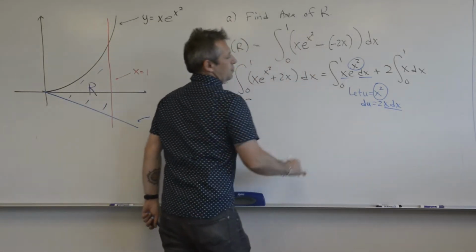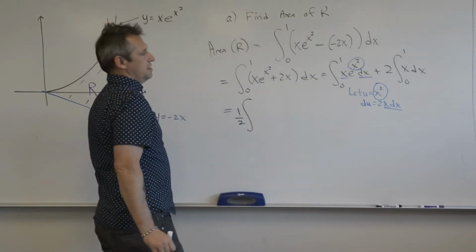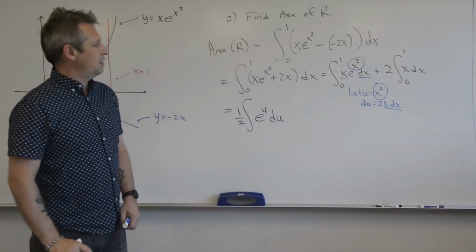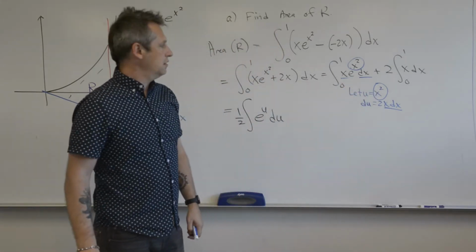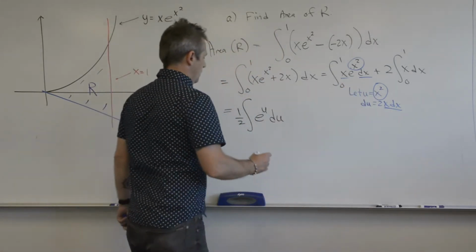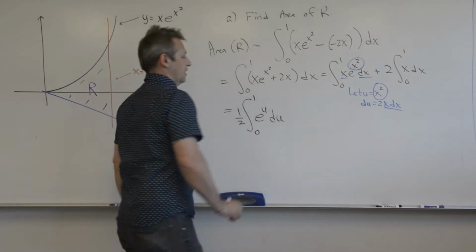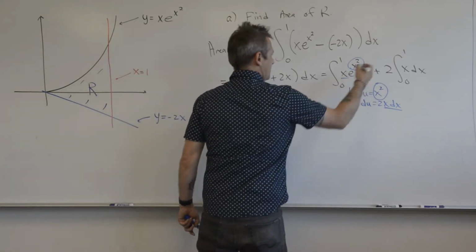Because x dx equals half of du, I'm going to have a 1/2 on the outside, e to the u du. For my limits of integration, I'm just plugging in 0 and 1 for x squared. When I plug in 0, I get 0, and when I plug in 1, I get 1. Interesting that they didn't change. And then the second integral was easy to do. We'll do it right now.